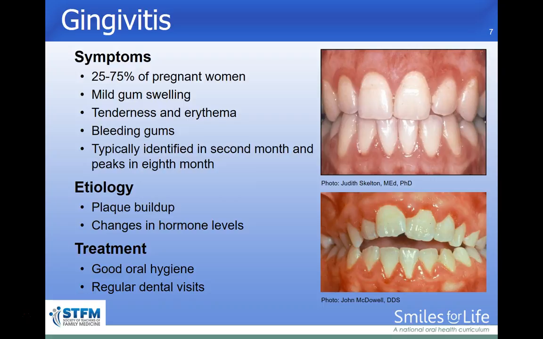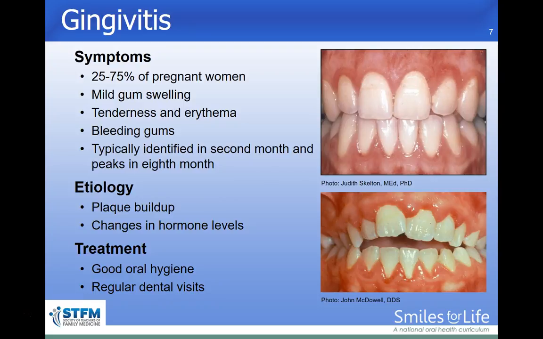So what are some of the symptoms? This includes mild gum swelling, tenderness, erythema, bleeding gums when they're brushed, and it is typically identified in the 2nd month of pregnancy and peaks in the 8th month.